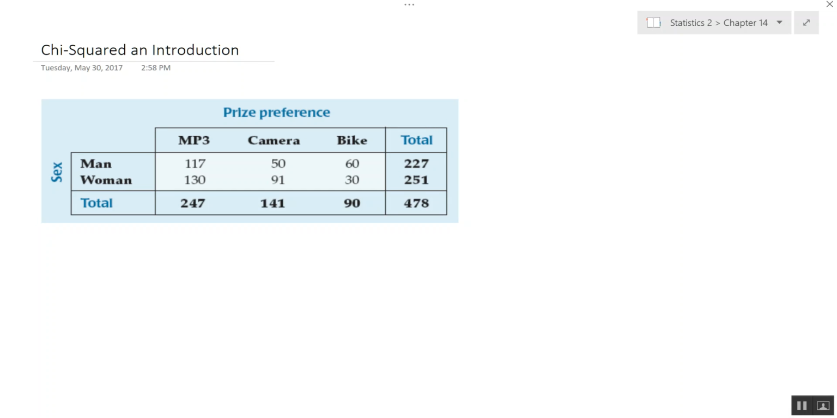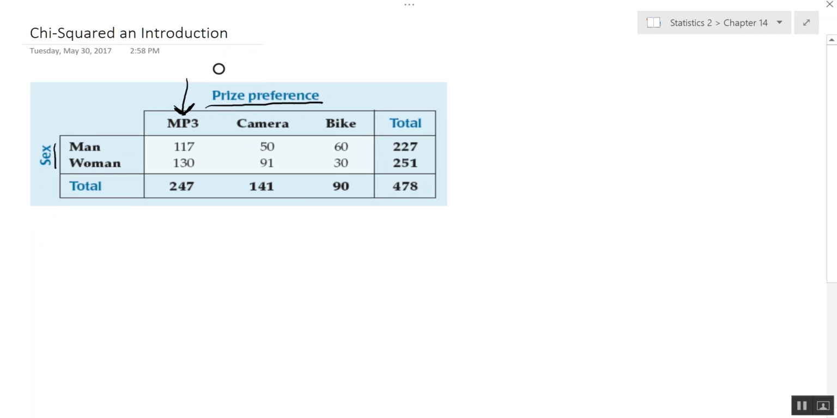As you look here, I really have two categorical variables, sex and prize, and the different categories those categorical variables can take on, like man and women, MP3, camera, and bike. And clearly this is old information because it's using MP3, not MP4. As you look at this, what I want you to be thinking is I'm exploring the relationship between two categorical variables. That's what this is about. And that's exactly what the chi-squared test is going to be able to tell us.